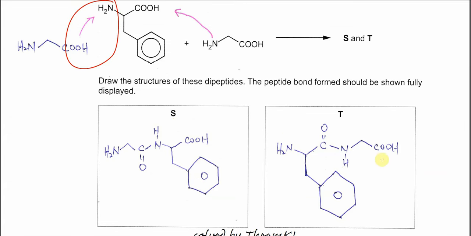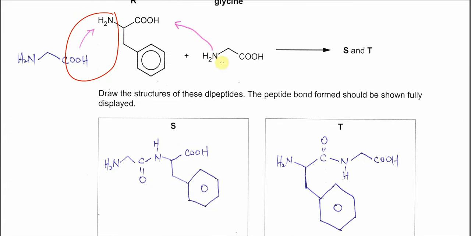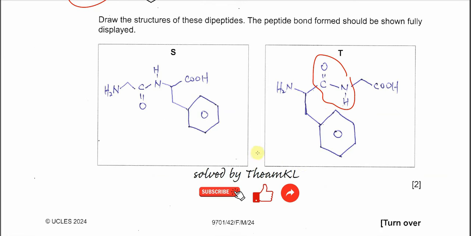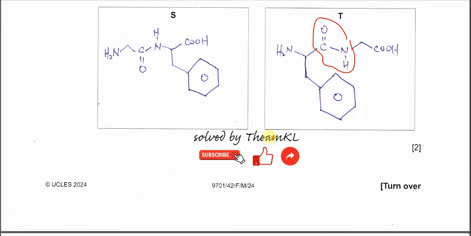Okay, if let's say now this amine from the glycine reacts with the COOH here, it will also form the amide. After this reacts, it will form these amide groups. And eventually it will form this compound T, right? So they have different structures, as you can see. Okay, so this is S and T.